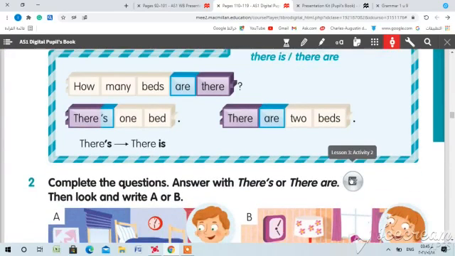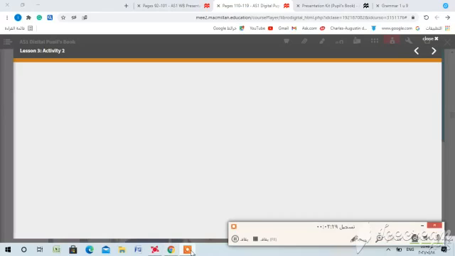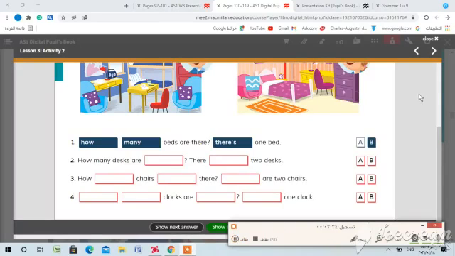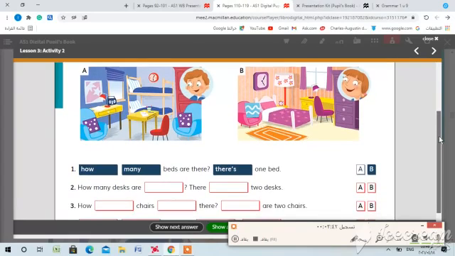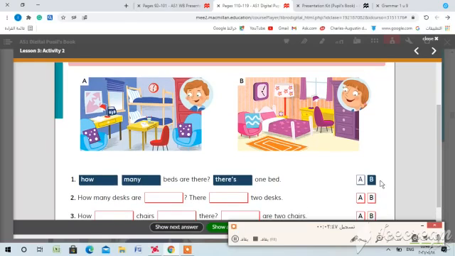Now let's move to number 2. Complete the questions. Answer with there is or there are. Then look and write A or B. Now let's complete the questions here. But before we start, look at the pictures. Look at picture A and look at picture B. Let's start. Number 1. How many beds are there? There is one bed. It's in picture B, so you have to circle B and it's done.